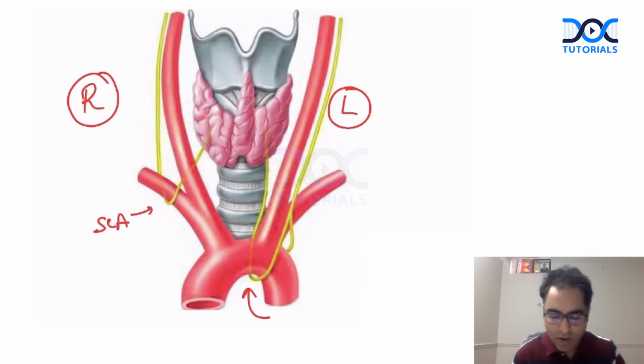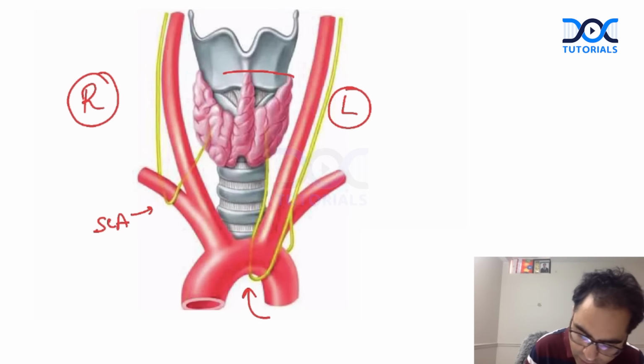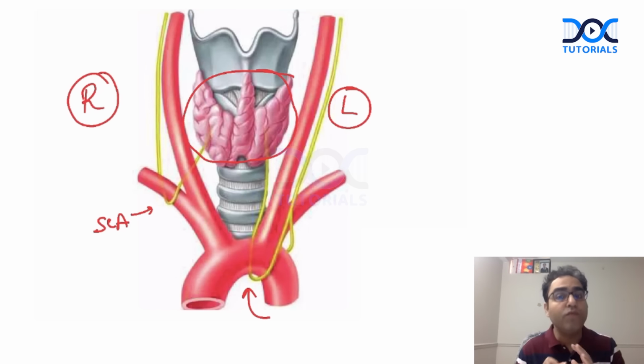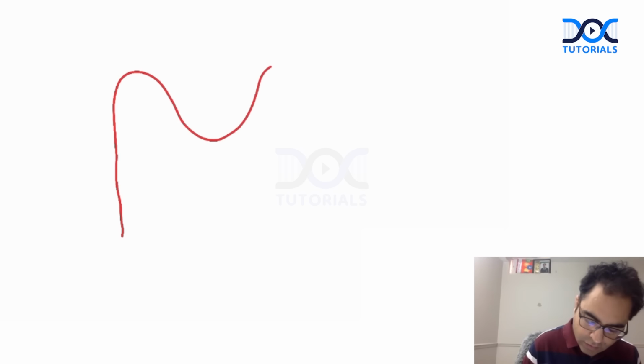Now, what is this gland, beta? Thyroid gland. So the thyroid gland has a very important relation with the laryngeal nerves, beta. Now, please see over here. This is your thyroid gland.